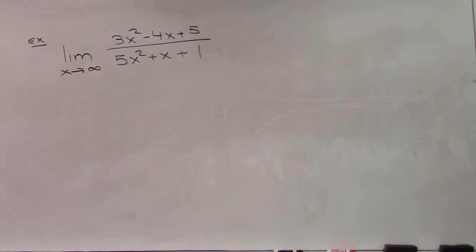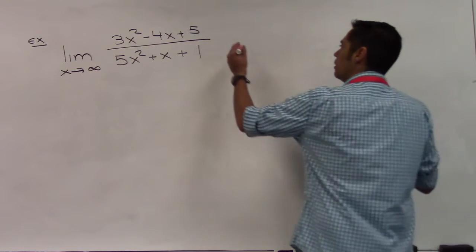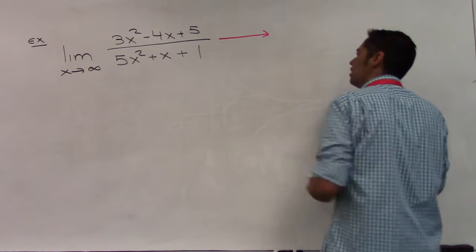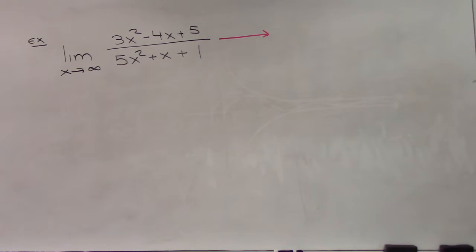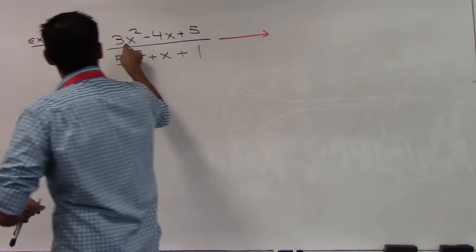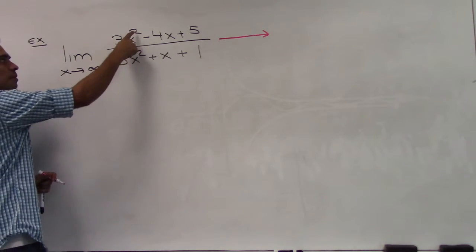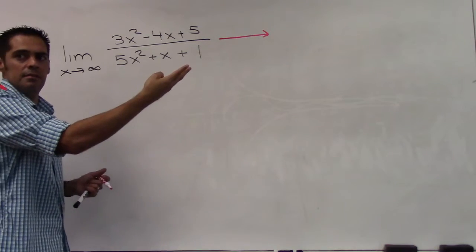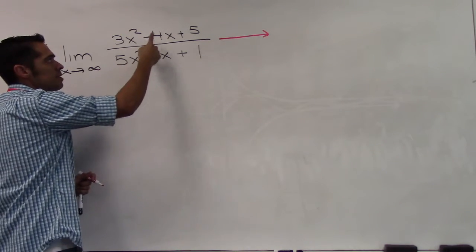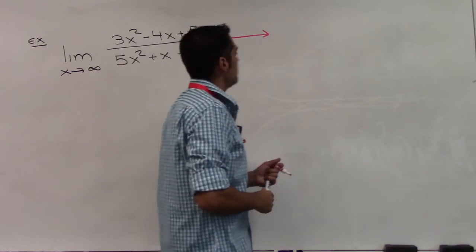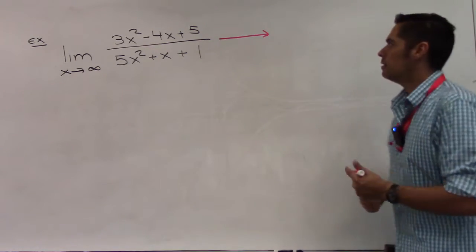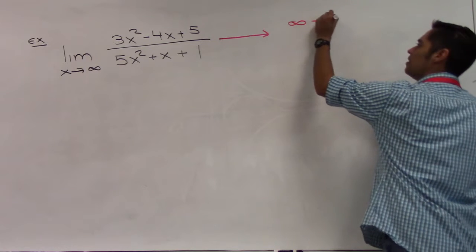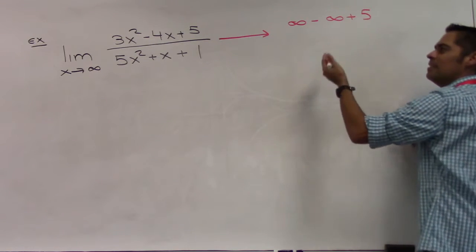Direct substitution first. And we have a pretty good question to ask ourselves right now. What happens to the top? Okay, I agree that this first term goes to infinity, right? Infinity squared times 3, that's infinity. But then what? Minus infinity plus 5. So infinity minus infinity plus 5, something like that.